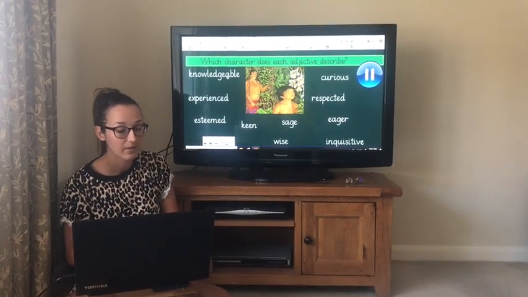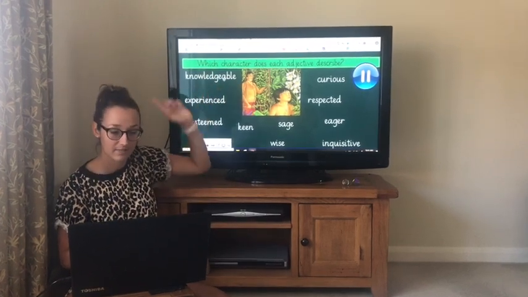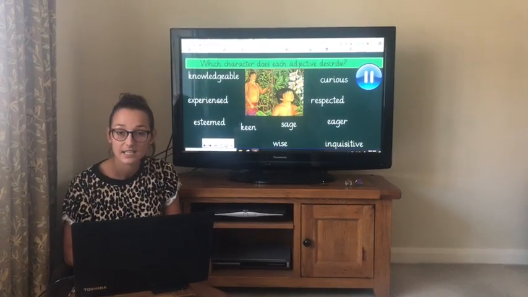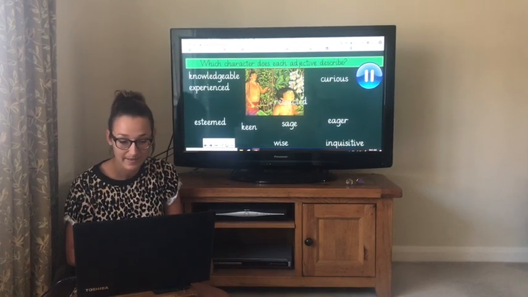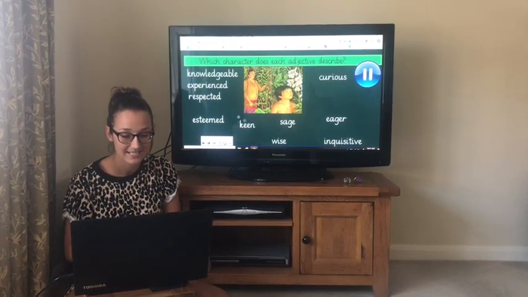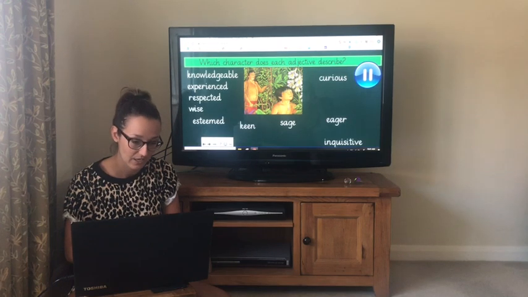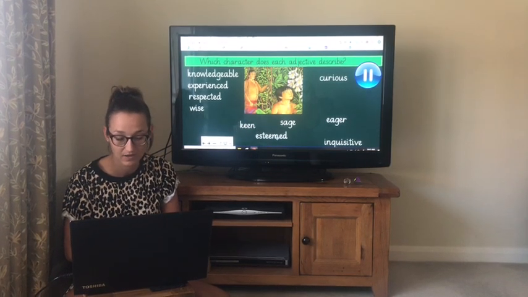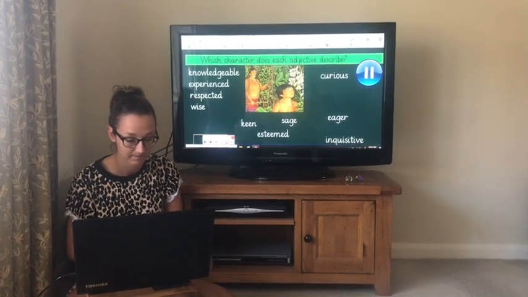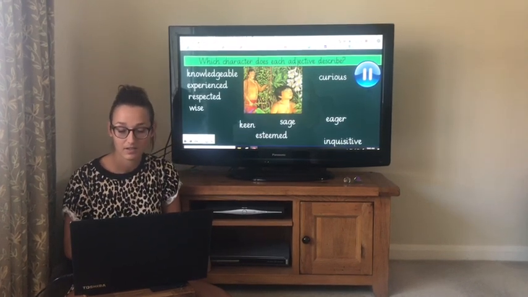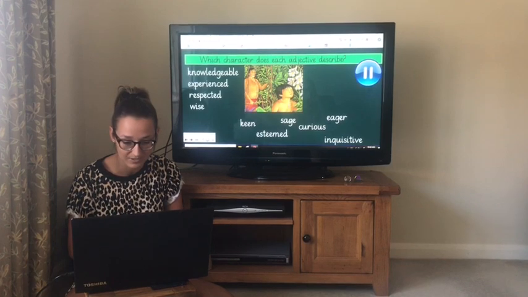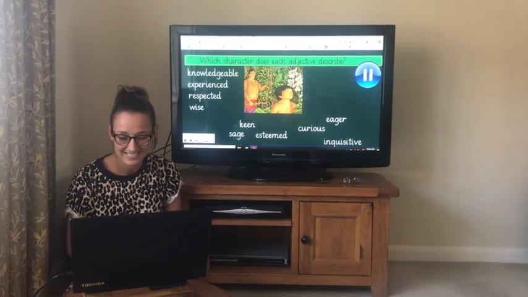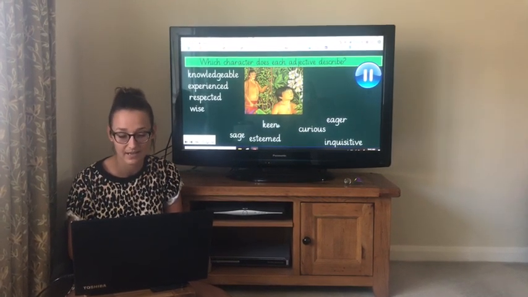So knowledgeable we talked about is the shaman, so I'm going to leave it on that side. He's also experienced, he is respected, and he's wise. Okay, hopefully you came up with those words so far in your sections. There's a couple of words that I'm not sure about, and I'm not sure that you will know what they mean either, which are sage and esteemed. So we'll leave those ones for now.